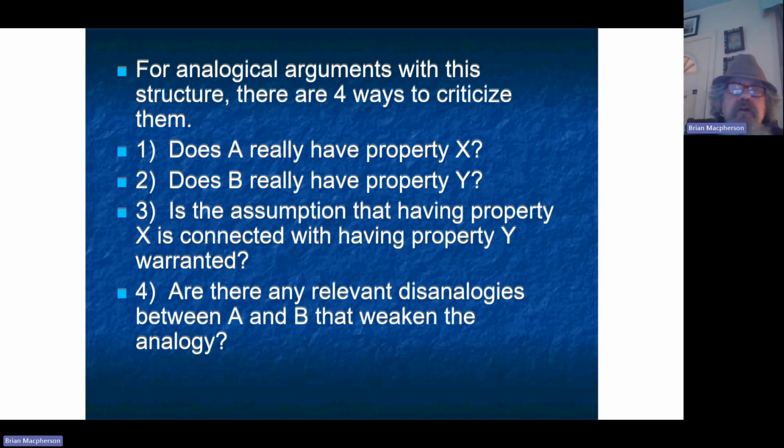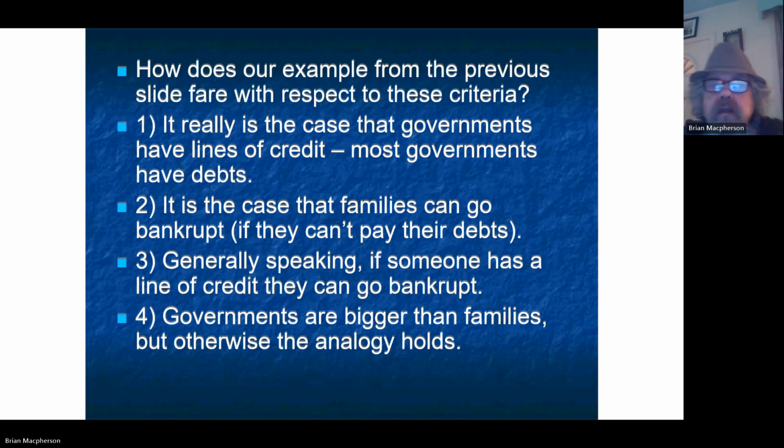All right. So those are 4 ways that you can use in order to criticize an analogical argument. And so that's really what we're learning in this section. Okay. So how does our example from the previous slide fare with respect to the criteria?